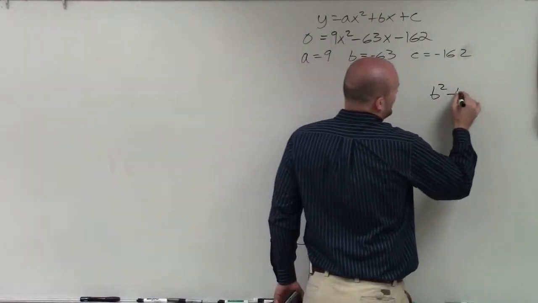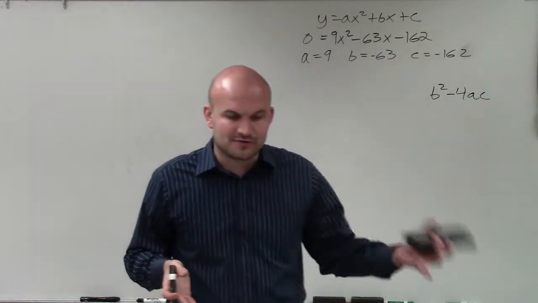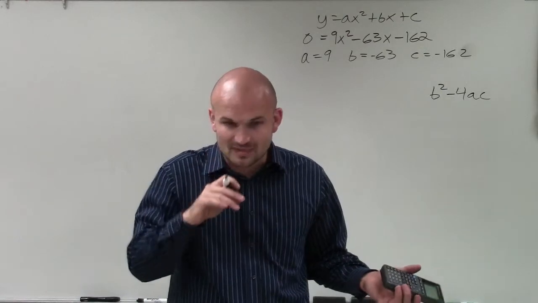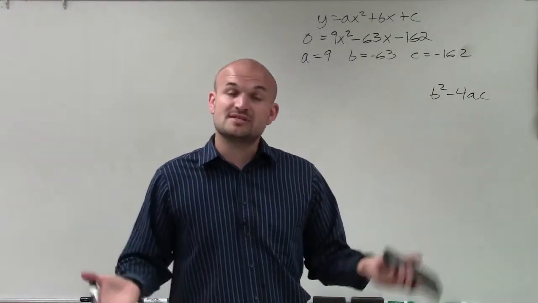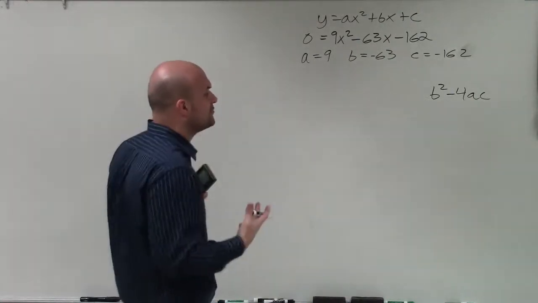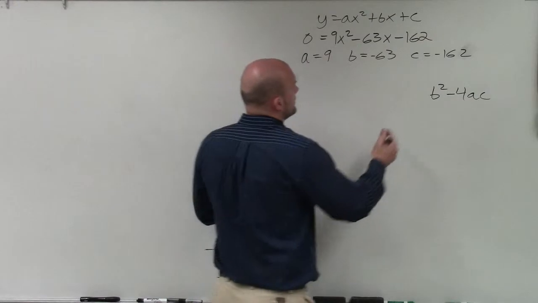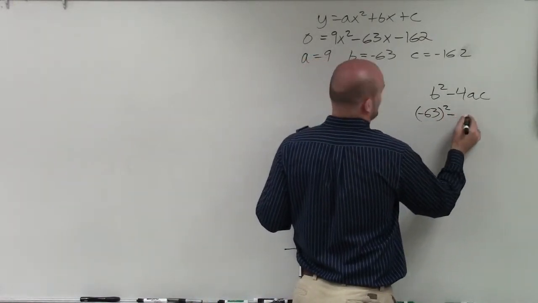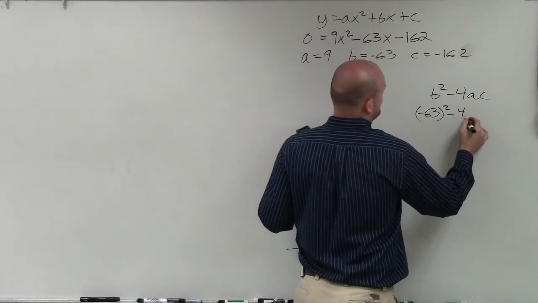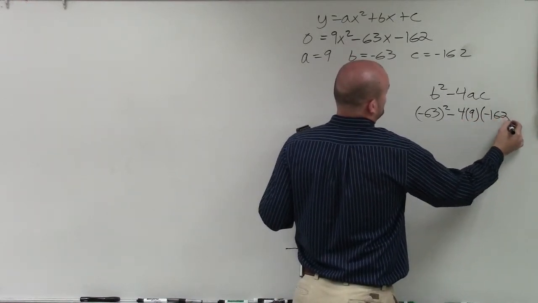So I have b squared minus 4 times a times c. This is really important with the quadratic formula, because before we even graph or try to understand the characteristics of the quadratic, we can just look at this discriminant and it helps us understand what we're looking at or what we should be looking for. So what I have is negative 63 squared minus 4 times 9 times negative 162.